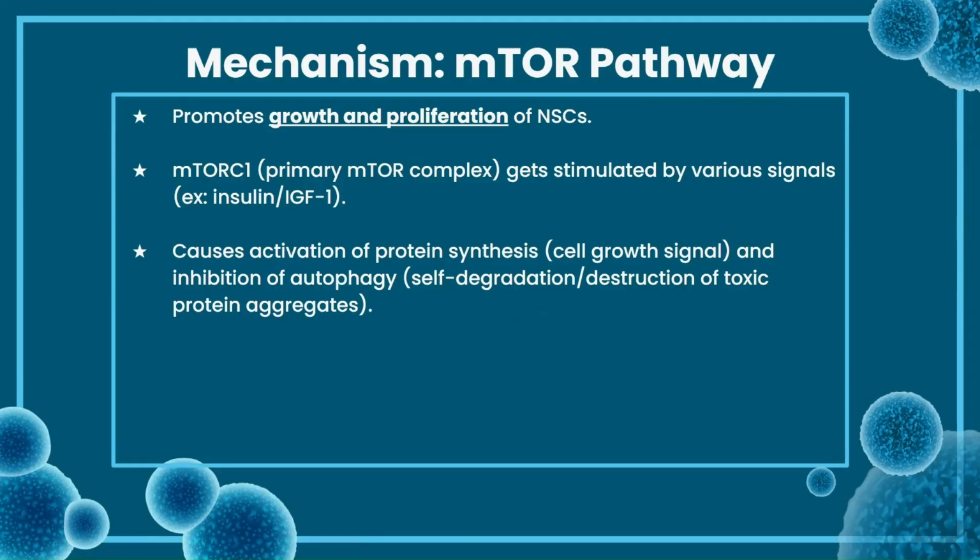The next and final mechanism that we're going to talk about is the mTOR pathway. This pathway promotes growth and proliferation of neural stem cells. mTORC1 gets stimulated by various signals, such as insulin, and that causes the activation of protein synthesis, which is the cell growth signal. That cell growth signal inhibits autophagy.